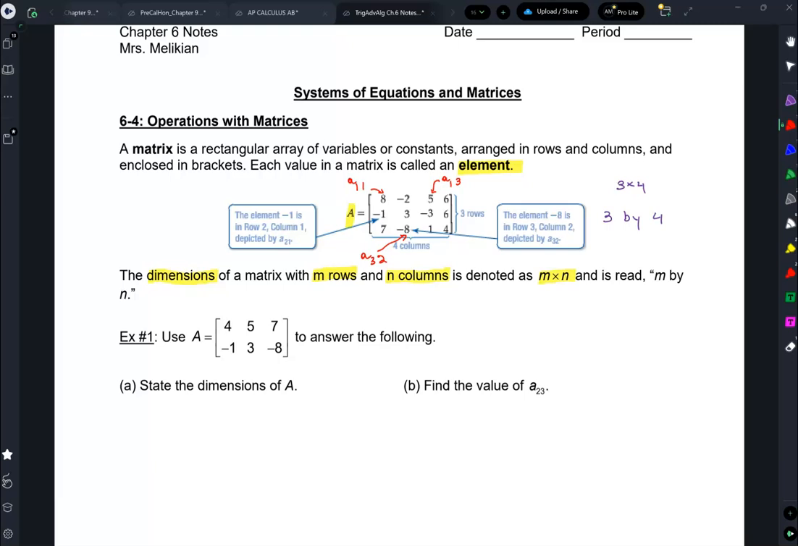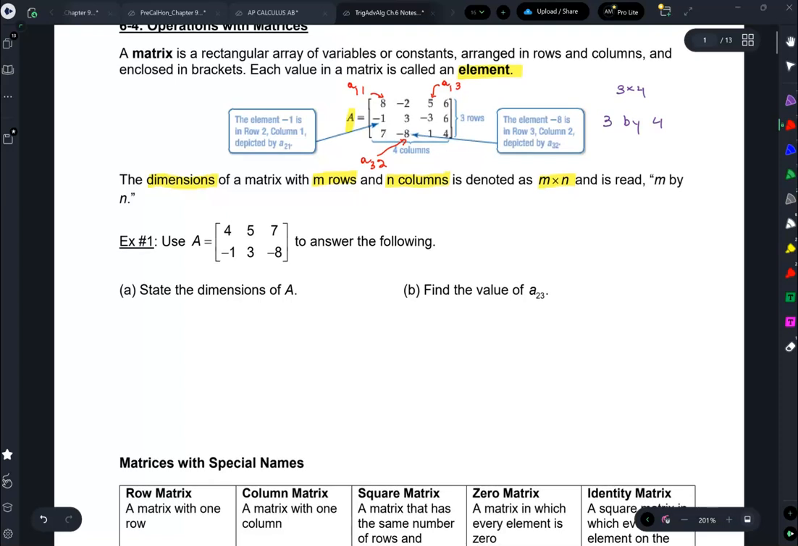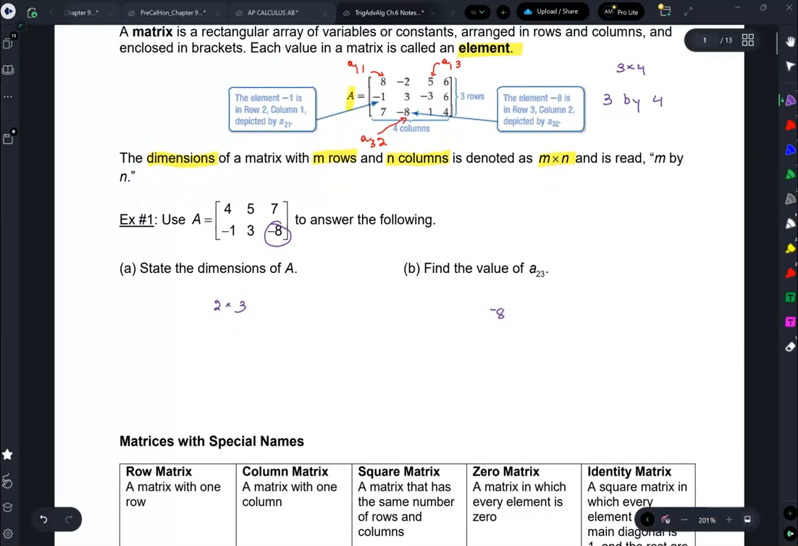Okay, so let's go here. Here's example 1. You have a matrix A. We want to find the dimensions of A, right? A has 2 rows and 3 columns, so it's 2 by 3. And then find the value of a23. So the second row, the third column, that's -8. This one. Okay? All right.